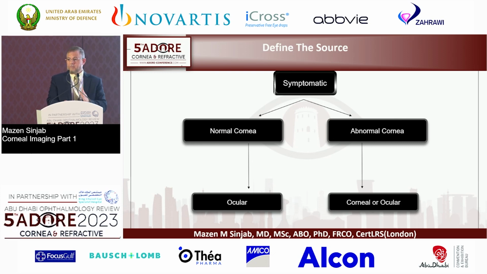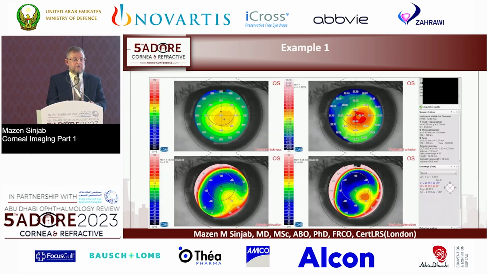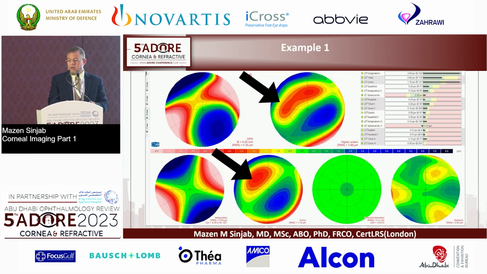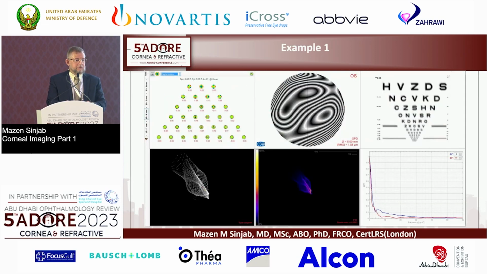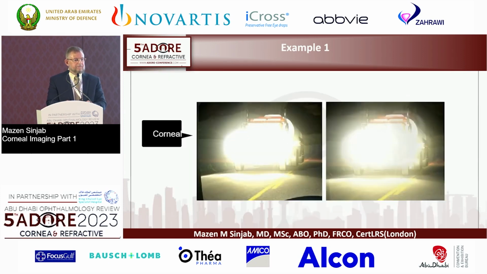If it is an abnormal cornea, there might be something from inside and the cornea. For example, a patient is suffering from glare, and this is his topography, and we can see that there is a comma. So the cornea is the source. And if we look here at the quality of vision related to the cornea, we can see the comet on the point spread function, and we can see the very bad MTF curve for this patient. So the source is corneal.